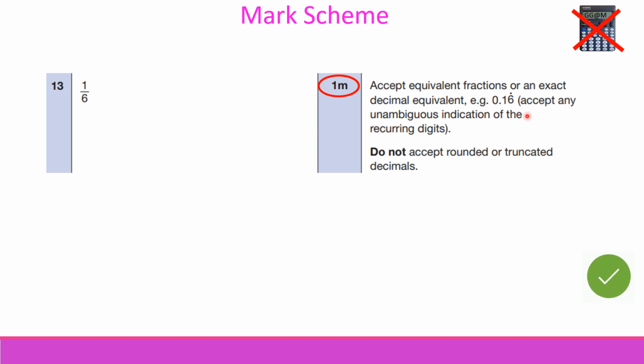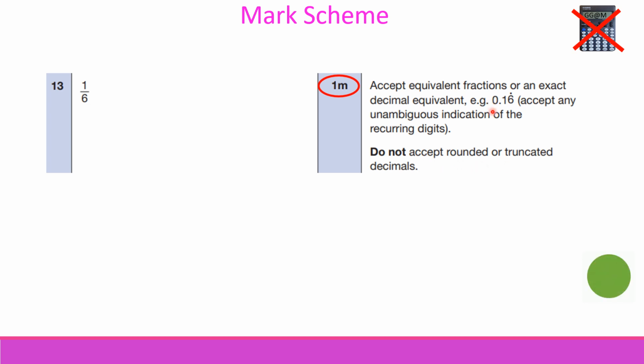It is unlikely that you will get the decimal equivalent rather than the fraction. I would have thought most children can get the answer of 1/6, and knowing that 1/6 is the same as 0.16 recurring is significantly harder than dealing with the fraction of 1/6. It does say do not allow or do not accept rounded or truncated decimals.